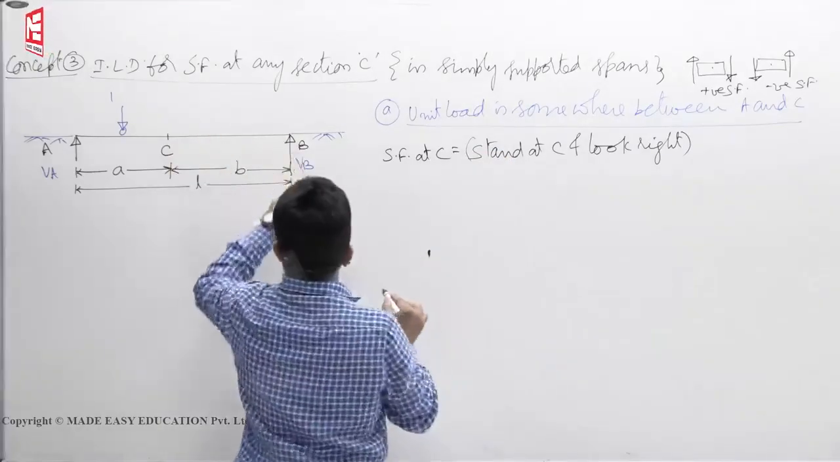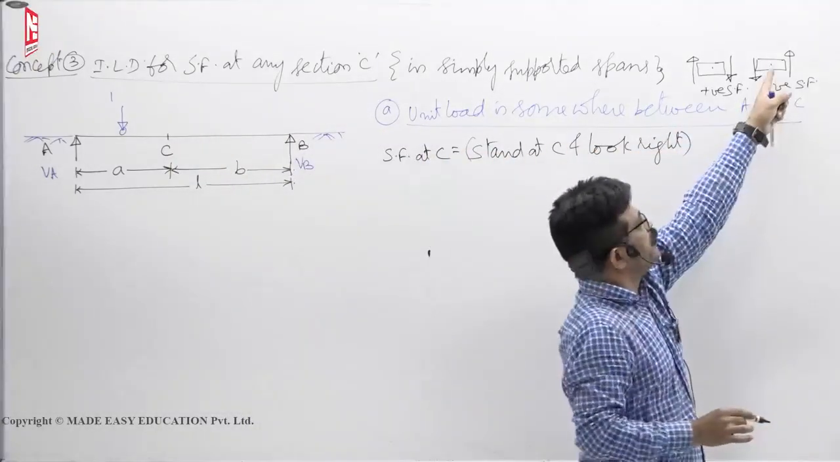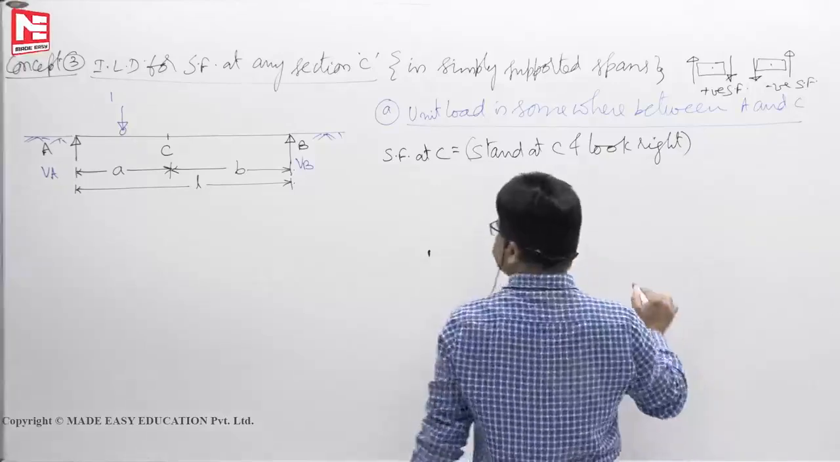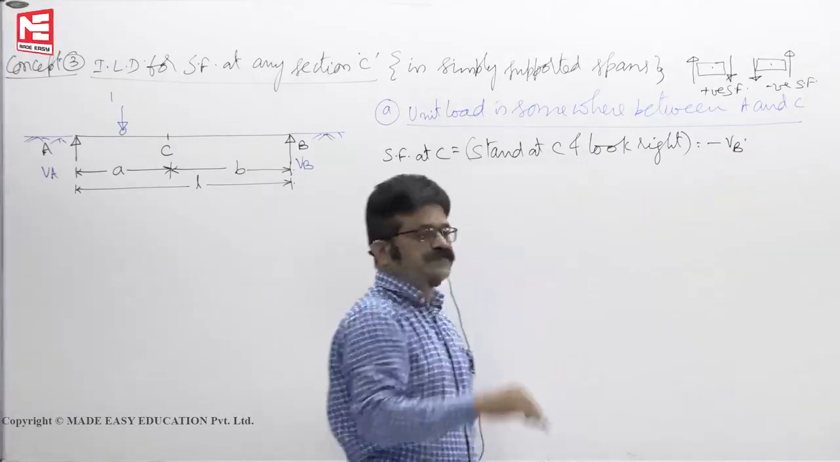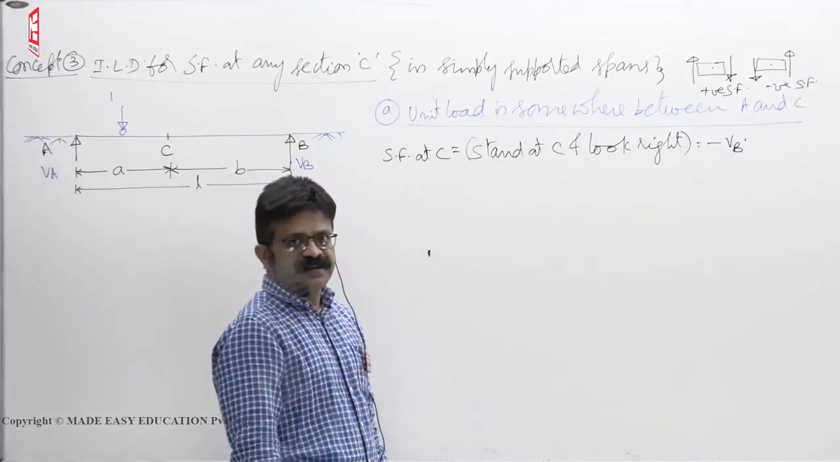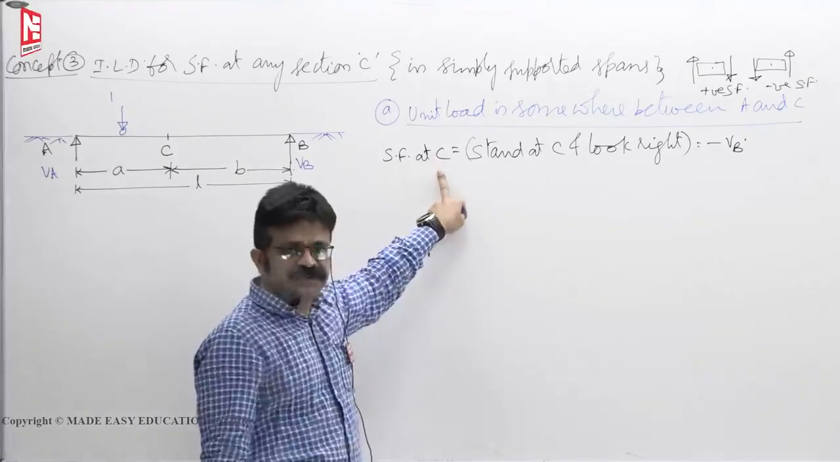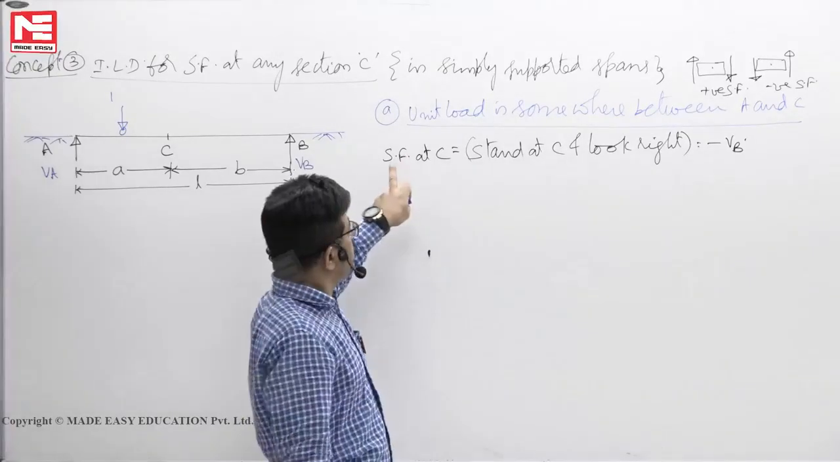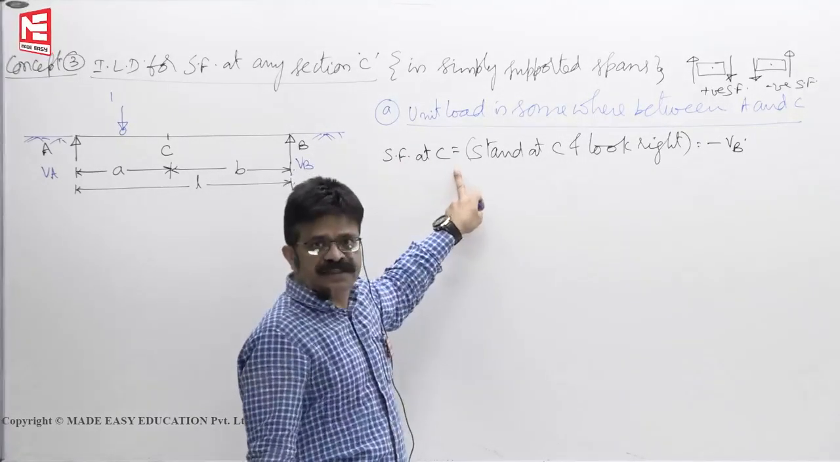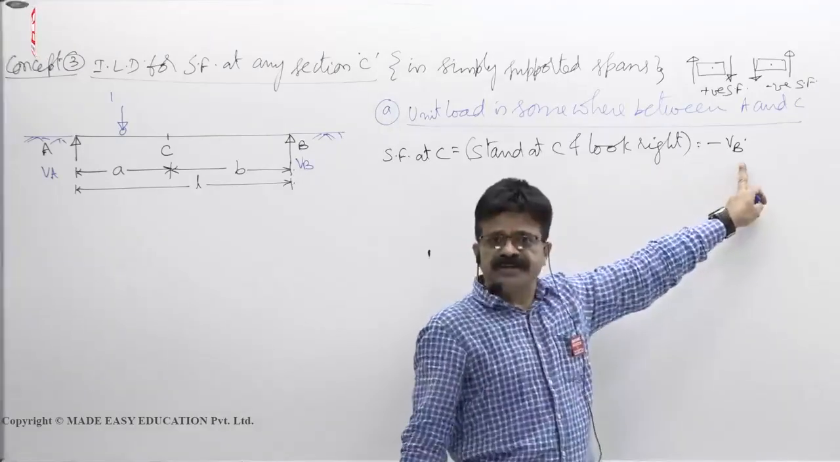So section right side upward, section right side upward negative. So you will get minus VB. This is the shear force at C. But I don't want to draw shear force at C. I want to draw ILD for shear force at C. If I want to draw ILD for shear force at C, draw ILD for minus VB.